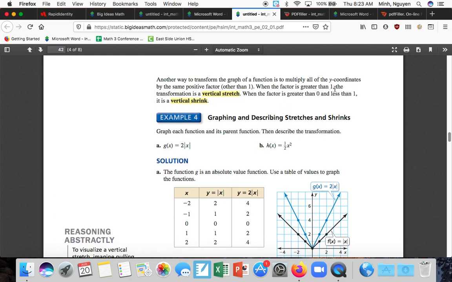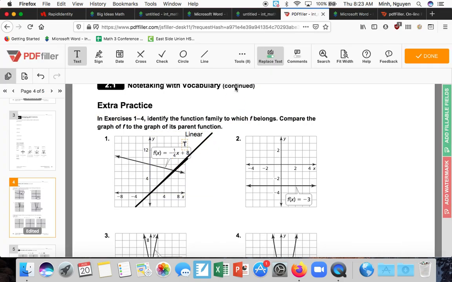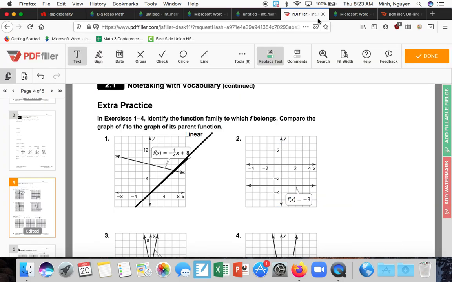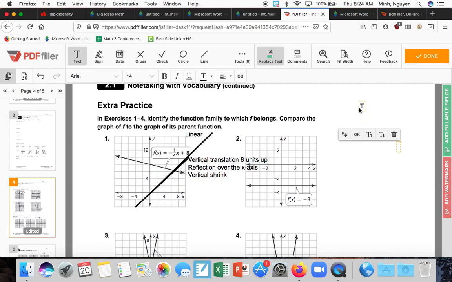When the factor is greater than 1, the transformation is a vertical stretch. So is 1/4 greater than 1? No. When the factor is greater than 0 and less than 1, so 1/4 is greater than 0 and less than 1, it is a vertical shrink. So to summarize, we have a vertical translation 8 units up, reflection over the x-axis, and then a vertical shrink. Boom. So that's that. Now we'll speed it up a little bit.